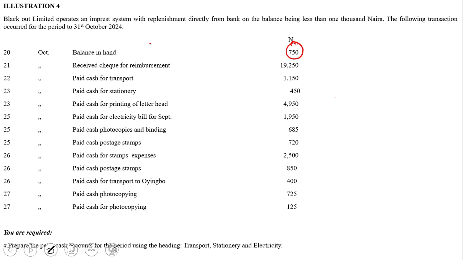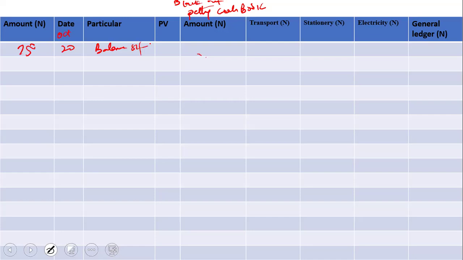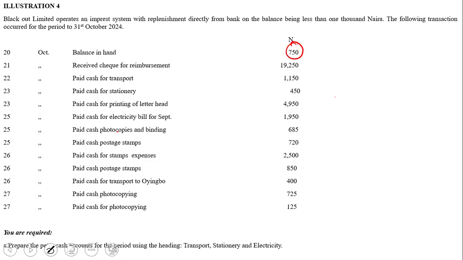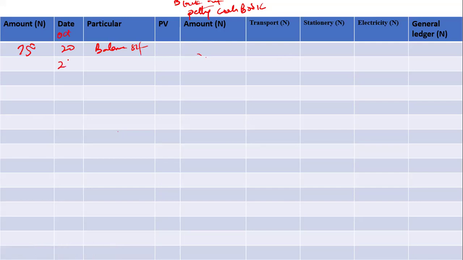But we're told that reimbursement came, that is 19,250. That came on what day? The 21st. So it was given 19,250. If you are given this, can we quickly use it to know the amount for the organization's imprest? We can do that. We just say 19,250 plus 750. It means the imprest for this petty cash is 20,000. And that is it.